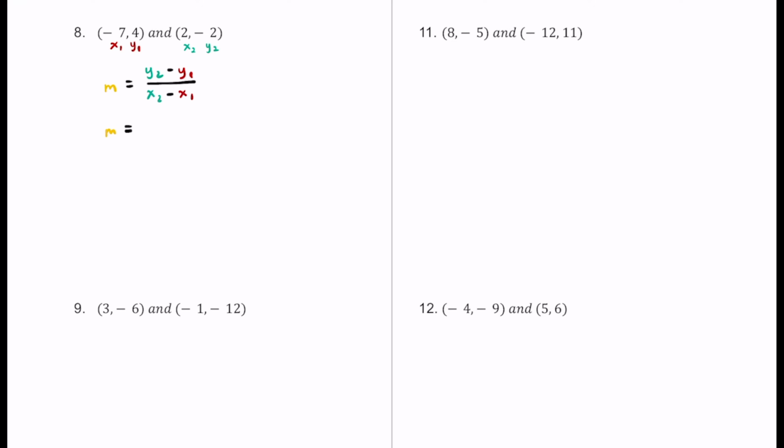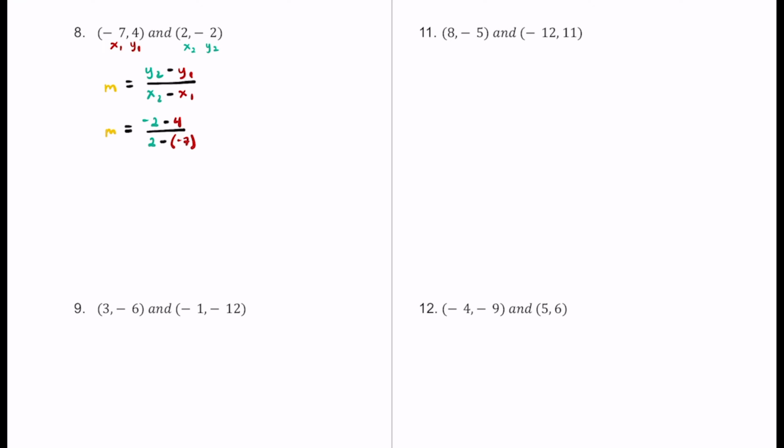So m is equal to y2, that's going to be this negative 2, and we're going to take away y1, which is going to be this positive 4. That's going to be in the numerator, or the change of y, and then we have x2 minus x1. So we have positive 2, take away, what do we have on the bottom here? That's going to be negative 7.